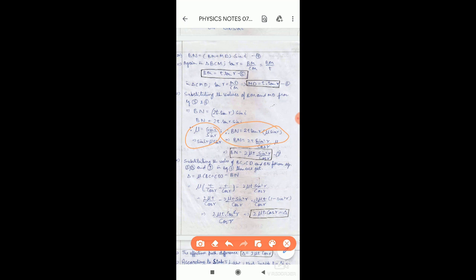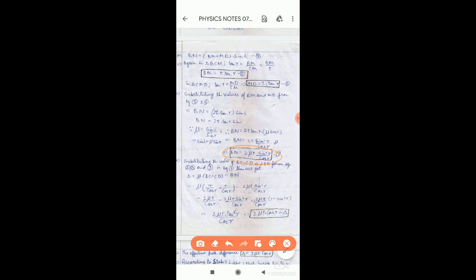By putting the value, sin i becomes mu sin r. So it becomes 2t sin square r upon cos square r into mu. Now finally we get the value of Bn. Bn equal to 2 mu t sin square r upon cos r, equation number 7.